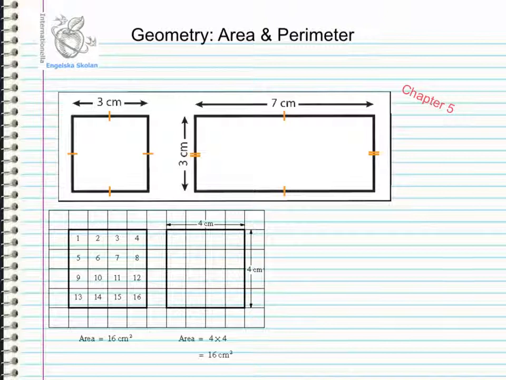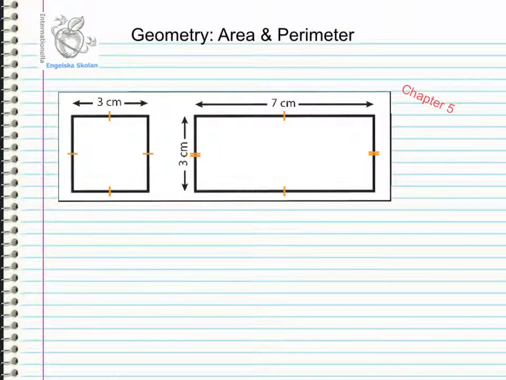And each little square is 1 centimetre. And we can call one of these squares 1 centimetre squared. And we'd write it like this, 1 centimetre squared. However, this square, which we have just counted, has 16 of them. So the total area of the whole square is 16 centimetres squared.